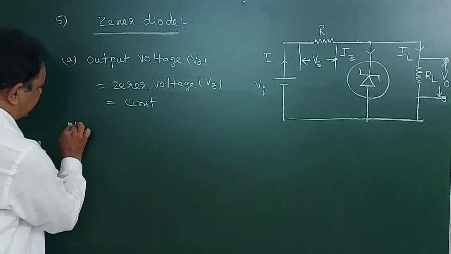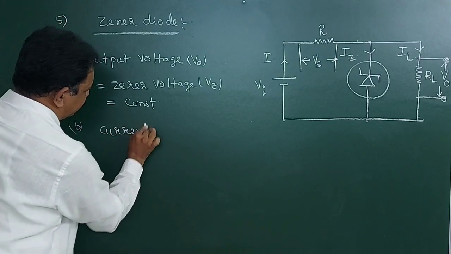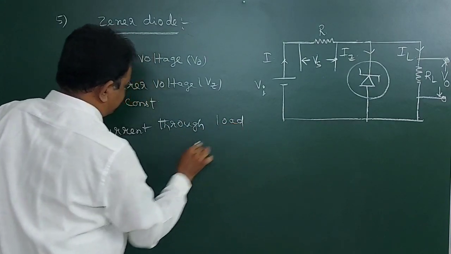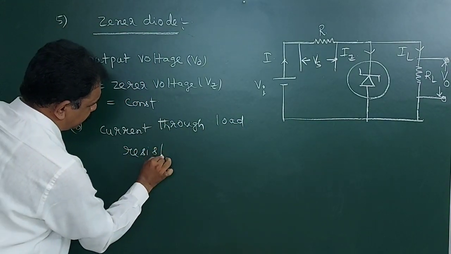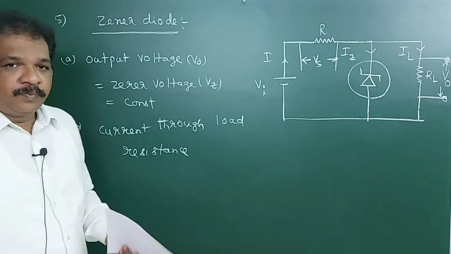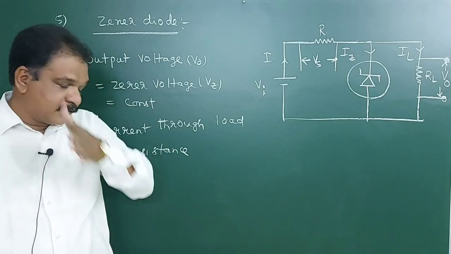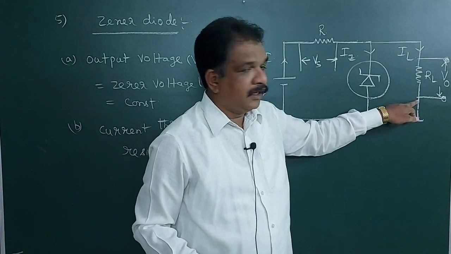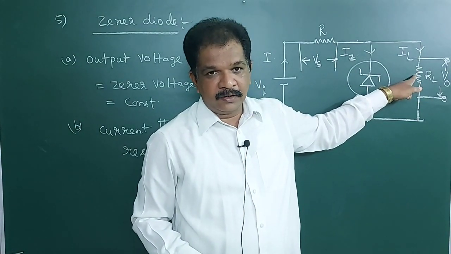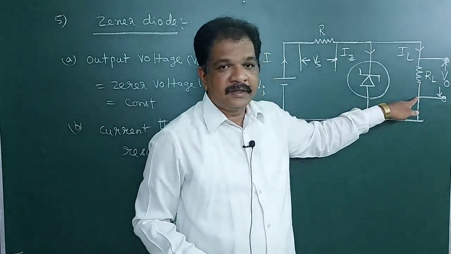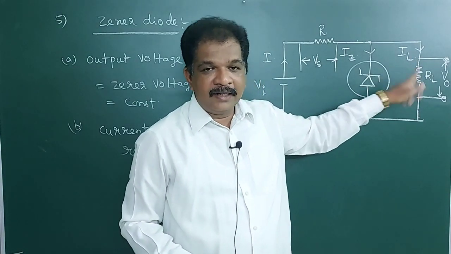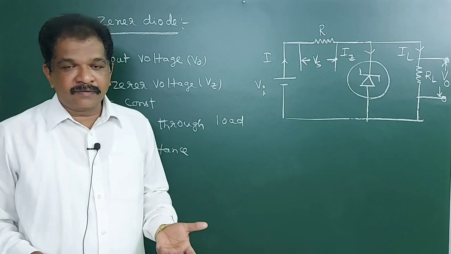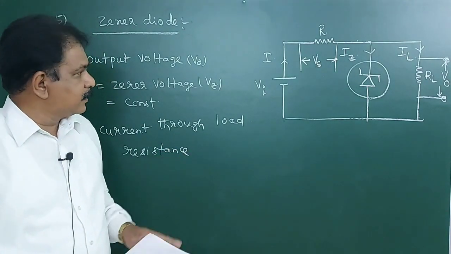Then what is the current through the load resistance, where we are taking the output? That we will call the load resistance. For example, this is the stabilizer, this is the TV. The TV will be called the load resistance. For example, an AC or a refrigerator, we will call that the load resistance. Load resistance means a device. That device will have some resistance that will be called the load resistance.